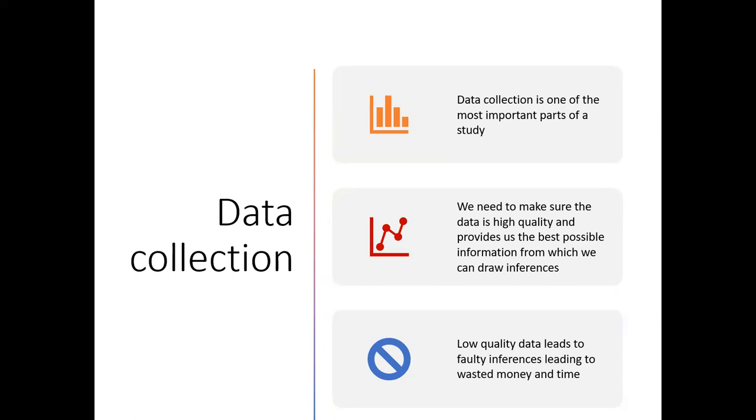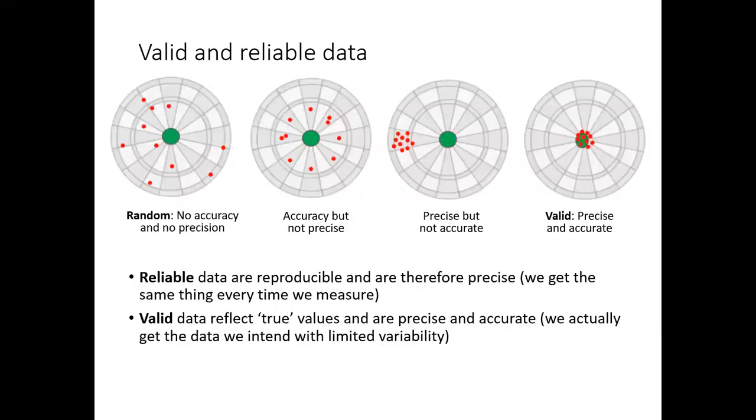So to think about what's good quality data, we usually think about valid and reliable data. So reliable data are reproducible and precise, right? So we get the same thing every time we measure. Valid data means that what we collect actually reflects the true values, right? So when we ask somebody how tall they are, and they tell us, that actually reflects the true value of how tall they are.